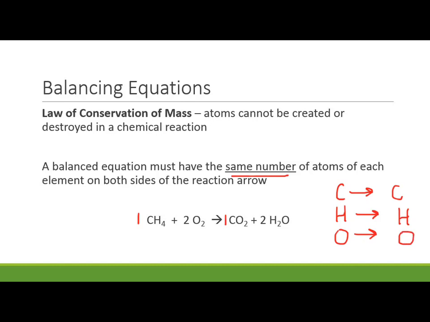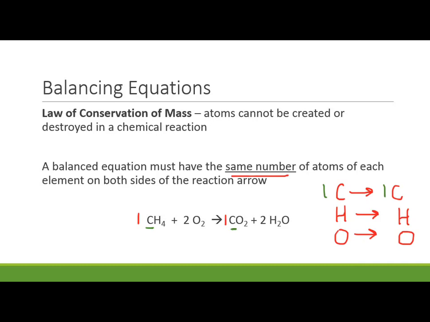My job as a chemist for balancing equations is to count the number of each. Here I have a carbon. There's just one of them, so I'm going to say 1 over here. On the right hand side of the arrow, we also have 1 carbon. Notice that there are no subscripts written. It's implied it's just a 1.